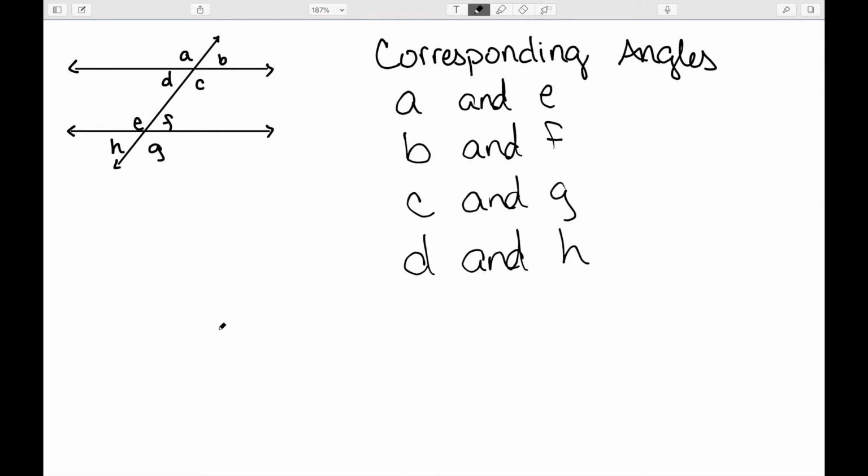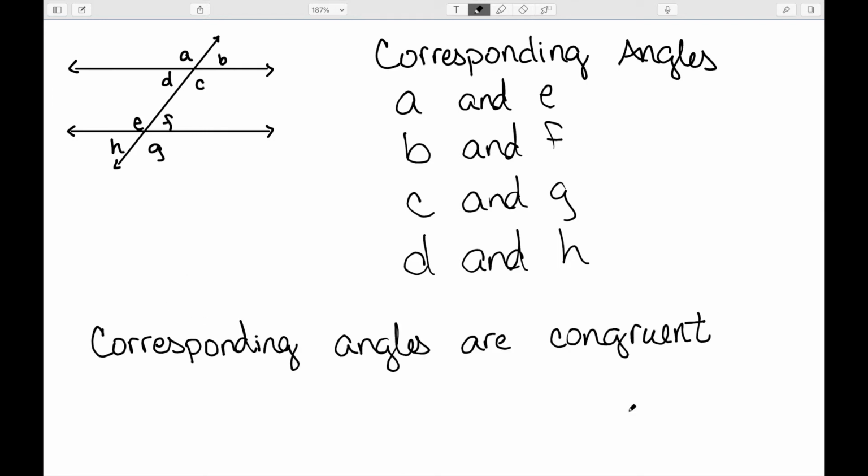And corresponding angles have this really nice property. Corresponding angles are congruent. They have the same measure. If we could cut this line in half and then take the top piece and slide it down to line up over the second piece, we could see that they are the same. So these are corresponding angles and they are the same measure. They are congruent.